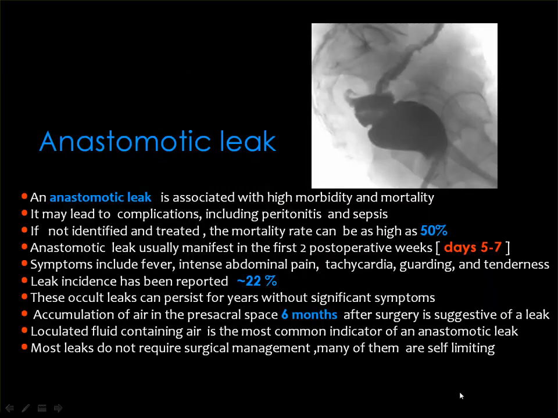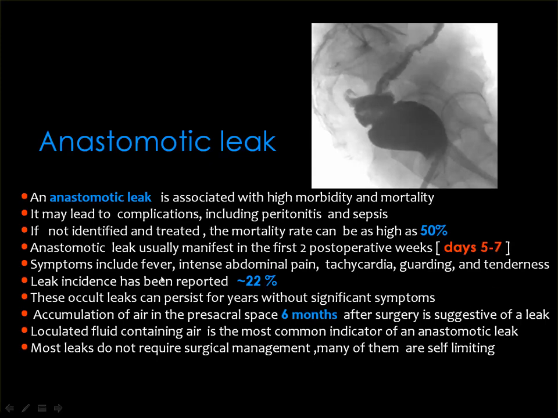Then you have anastomotic leak, which is a serious condition associated with high morbidity and mortality. It may lead to complications like peritonitis and sepsis. If it is not identified, the mortality rate can be as high as 50% of cases. Anastomotic leak is usually seen in the first two postoperative weeks, especially between days 5 and 7.